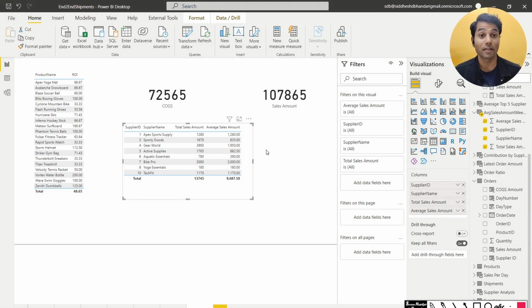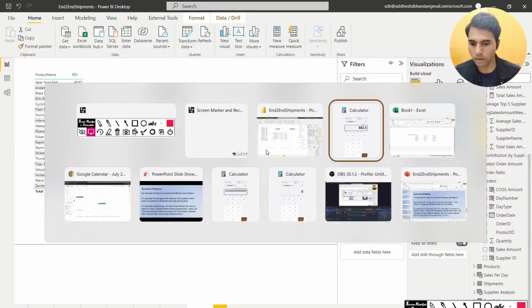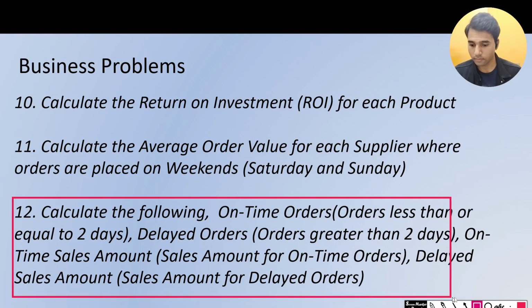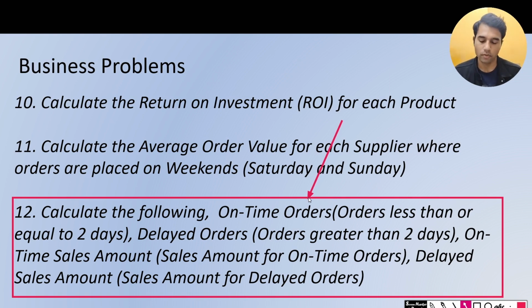So we can successfully close the second question, and now let's move on to the third question. We need to calculate the following. Quite a few calculations that we need to do here. The first is the number of on-time orders, so we need the count of orders for which the delivery days are less than or equal to 2 days. We need to calculate the delayed orders, for which the delivery days are greater than 2 days.